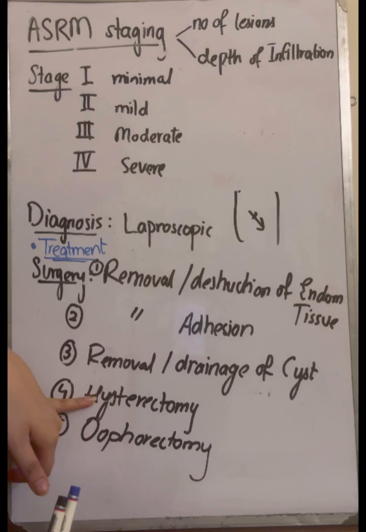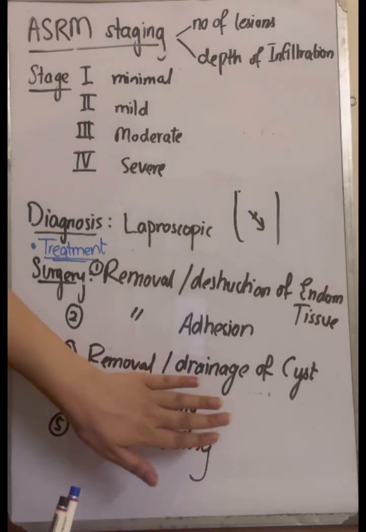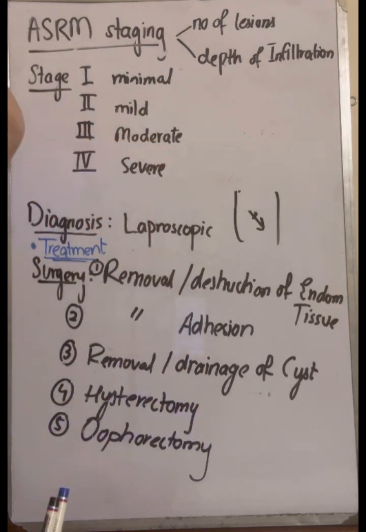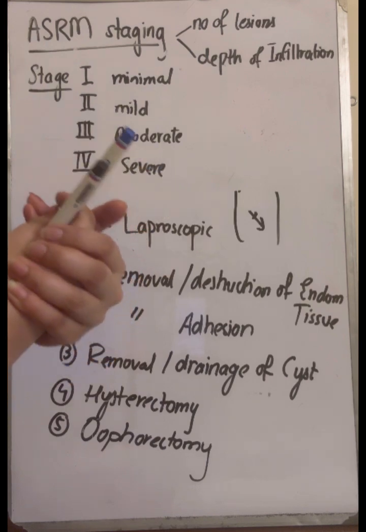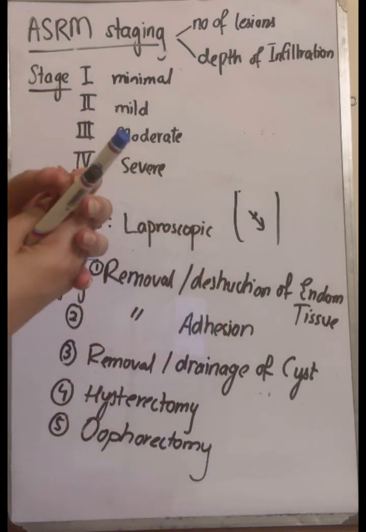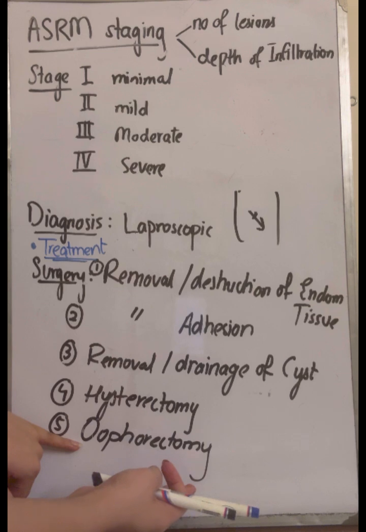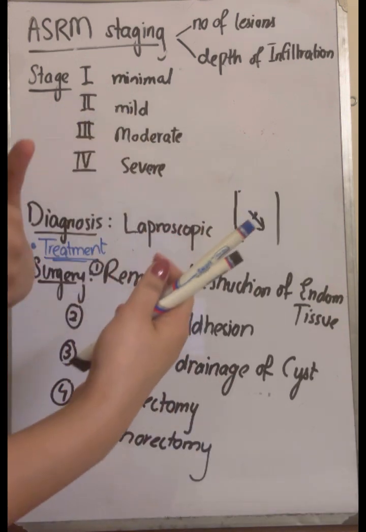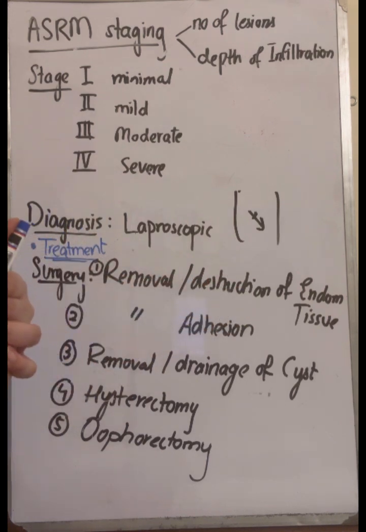Hysterectomy is basically the removal of the uterus, and oophorectomy is basically the removal of the ovary. These two treatments you have to do in very later stages where the endometriosis cannot be controlled and is causing severe symptoms, and specifically oophorectomy will be a good treatment for the person who does not want to conceive in later stages of life.